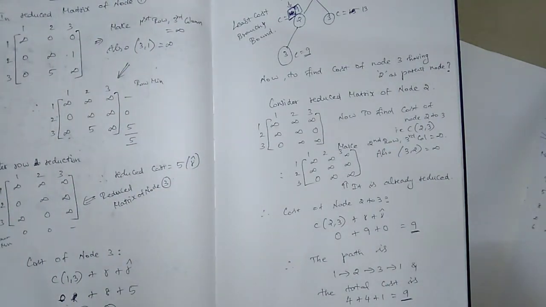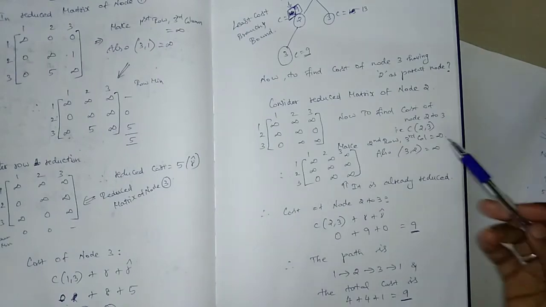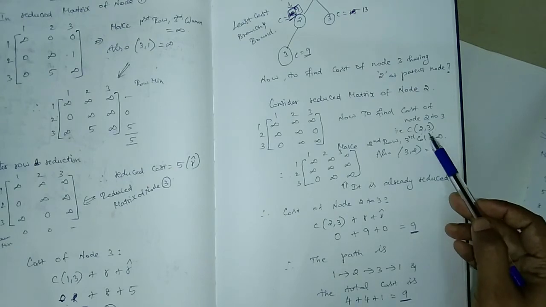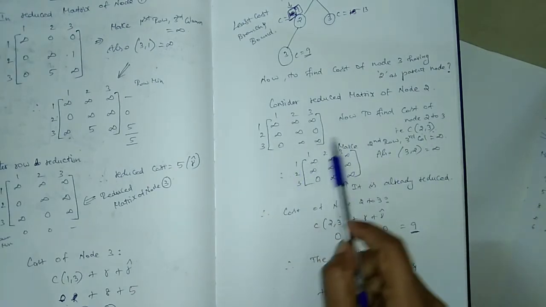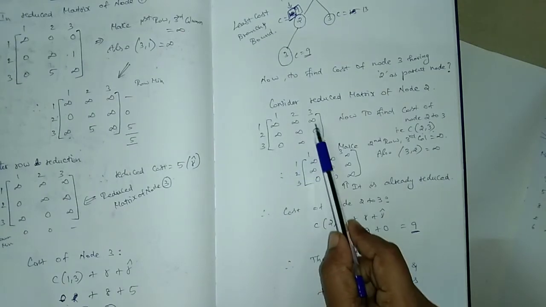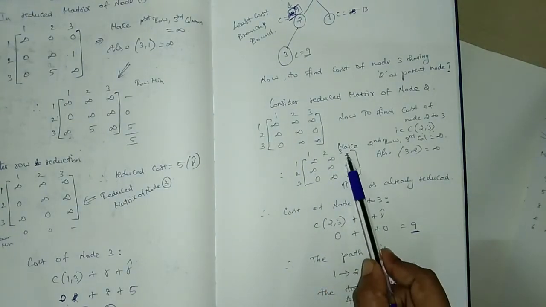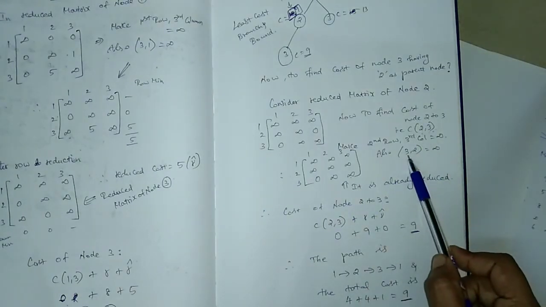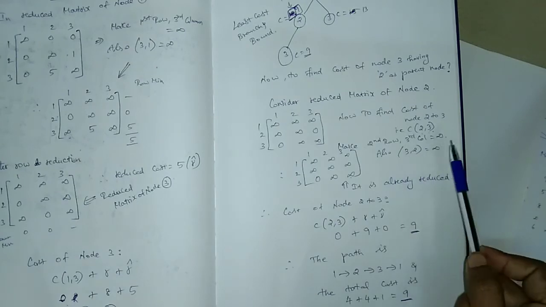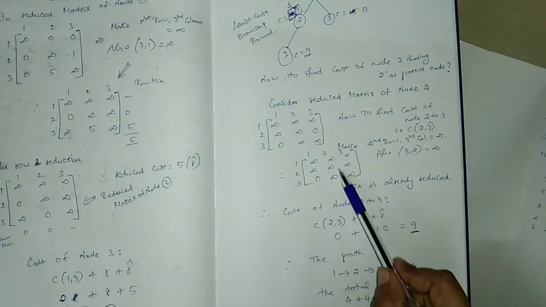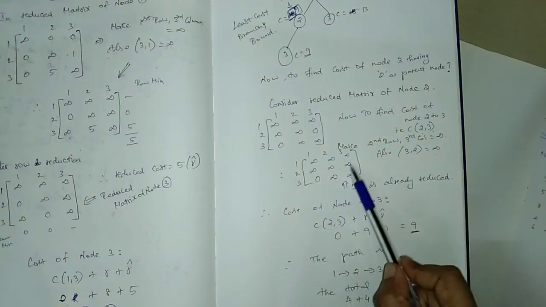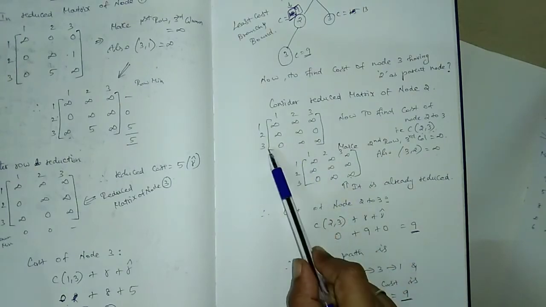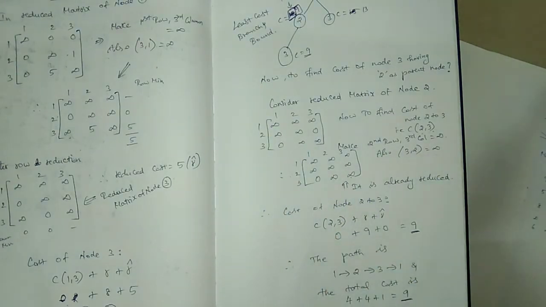To find the cost of node 3, it is C of 2 comma 3. So C of 2 comma 3 in the sense I have to make second row third column as infinity. So in this reduced matrix, second row and third column are all made infinity, and in addition to that, 3 comma 2 is also made infinity. Why? Because it forms a subtour. The remaining values are filled directly from the reduced matrix of node 2.